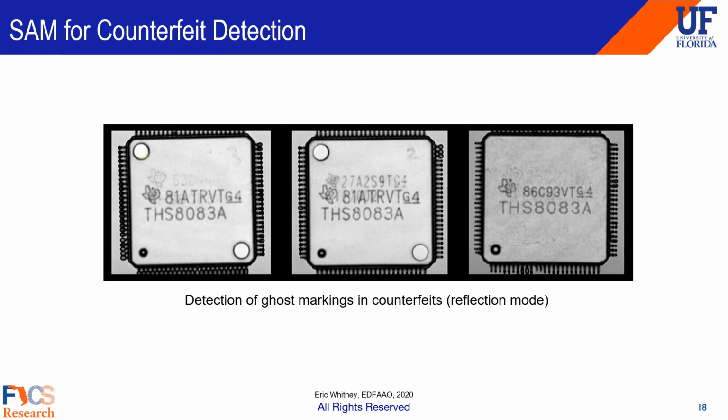Here we have an example of ghost markings that were detected in reflection mode. As you can tell, the original markings are behind the counterfeit markings that were on top, and the counterfeiter attempted to erase and laser etch the original markings off.